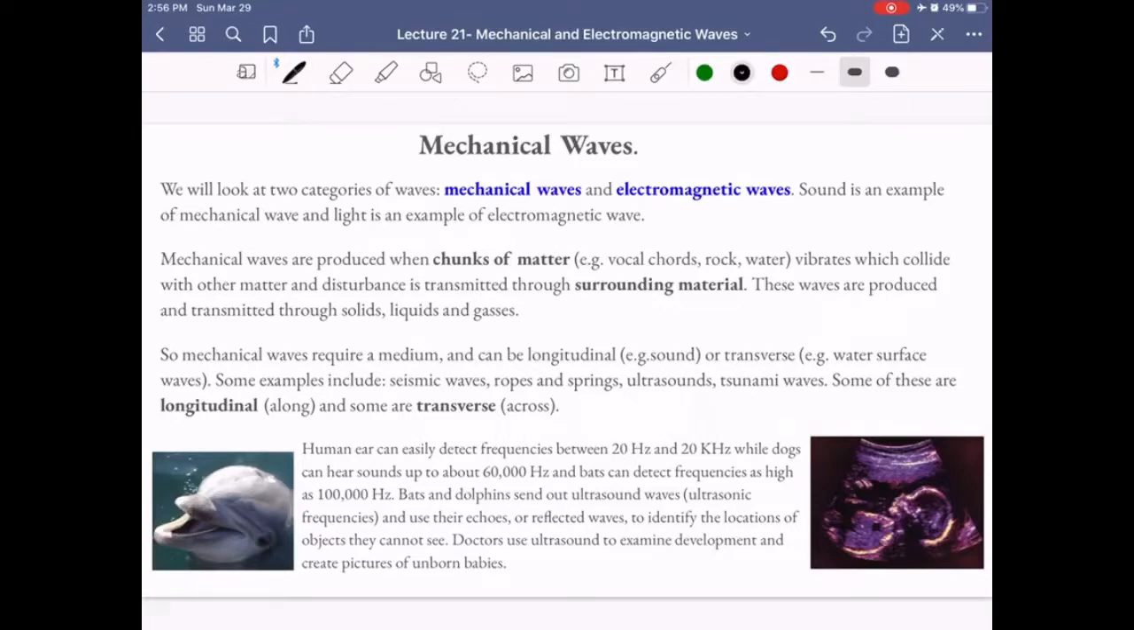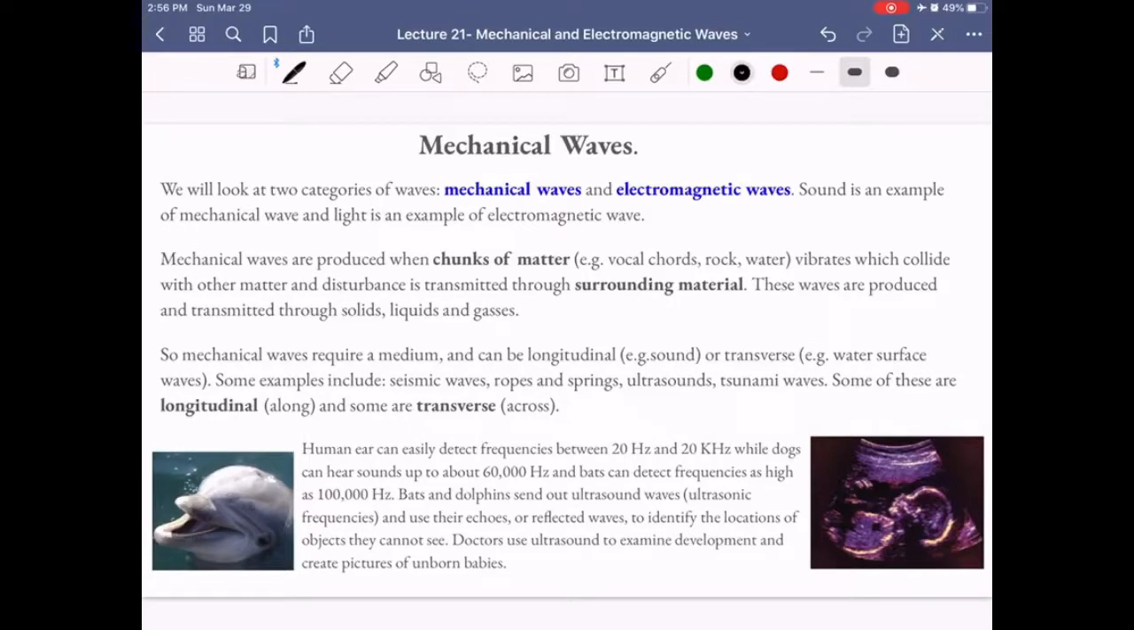And what we need to understand is that we could have mechanical waves that are either transverse or longitudinal. A transverse wave example would be the wave that we made in a rope, and for longitudinal, the best example is sound, which we will cover in more depth in later slides.